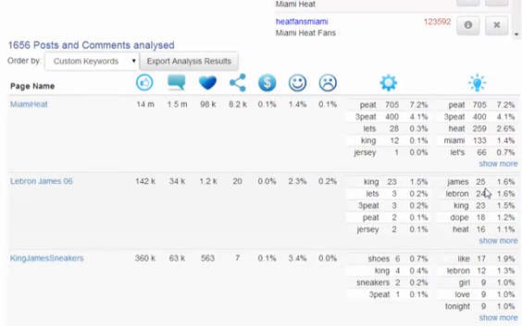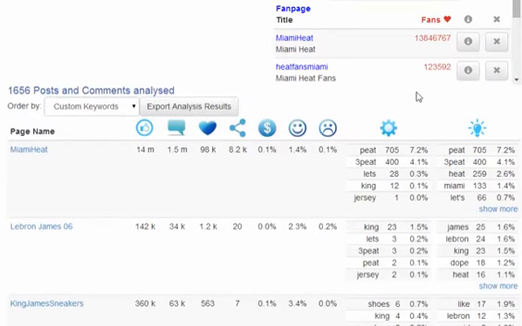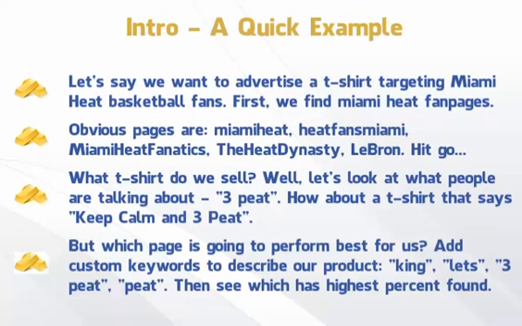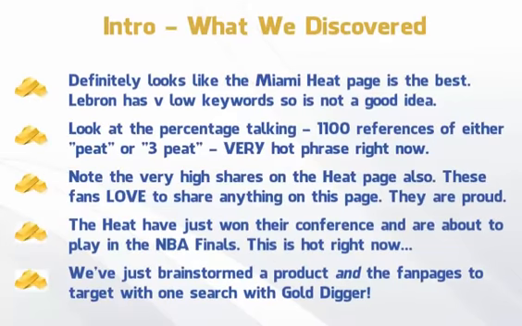So essentially, we've done our research at this point in terms of which pages to target. We've looked at the pages in question and we've worked out exactly which ones we're going to target. We've got a good sense that the Miami Heat page and the pages that relate to that are going to be the best. The pages that relate to LeBron James and those kinds of interests probably aren't going to be as good because the percentages aren't as high.